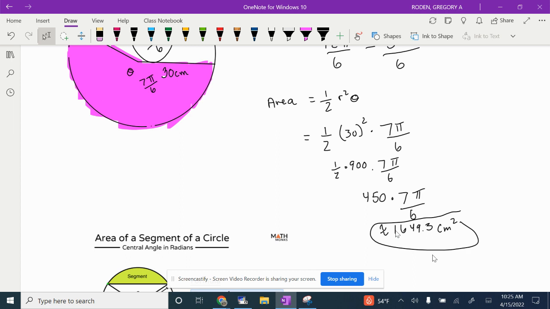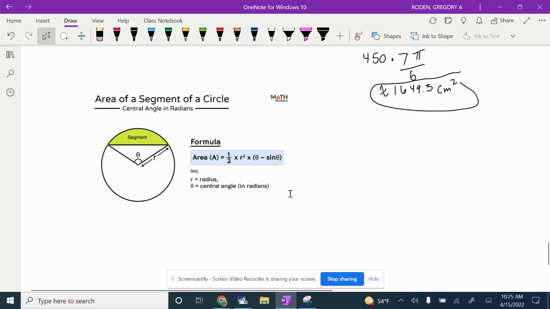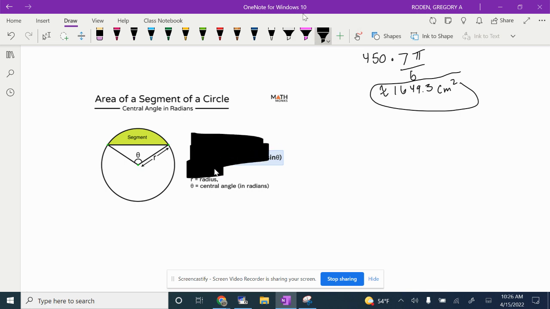Okay. So we've done a lot today. The last thing I want to talk about, and obviously there's no homework on this yet. I'm not going to throw Delta Math at you yet. I want to talk about the area of a segment of a circle. Now I want you to see what a segment of a circle is. The segment of a circle is the area of the shaded region right here. You guys understand that?